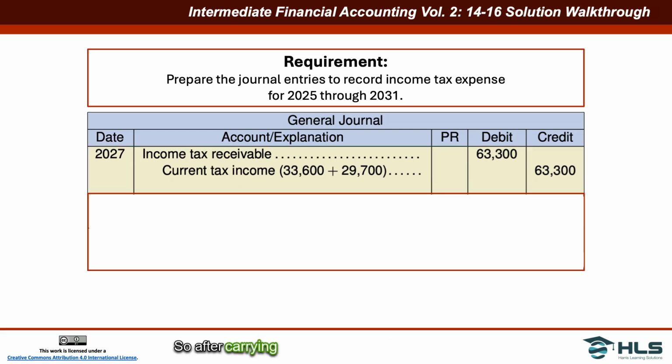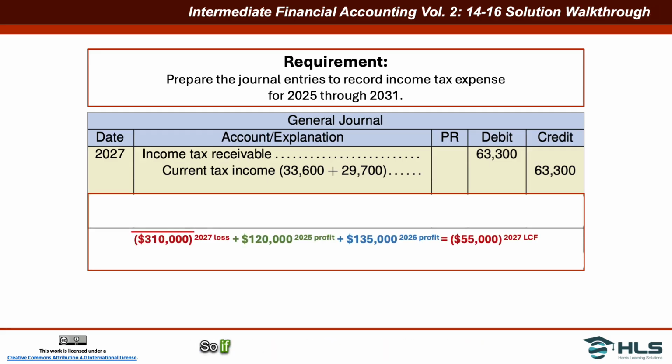So after carrying back a portion of the taxable loss to recover the previous years' taxable profits, there's still an amount that's left over, or will carry forward to future years. So if the taxable loss in 2027 was $310,000, we had the $120,000 2025 profit and the $135,000 2026 profit, that results in $55,000 remaining to be carried forward and applied against future year profits.